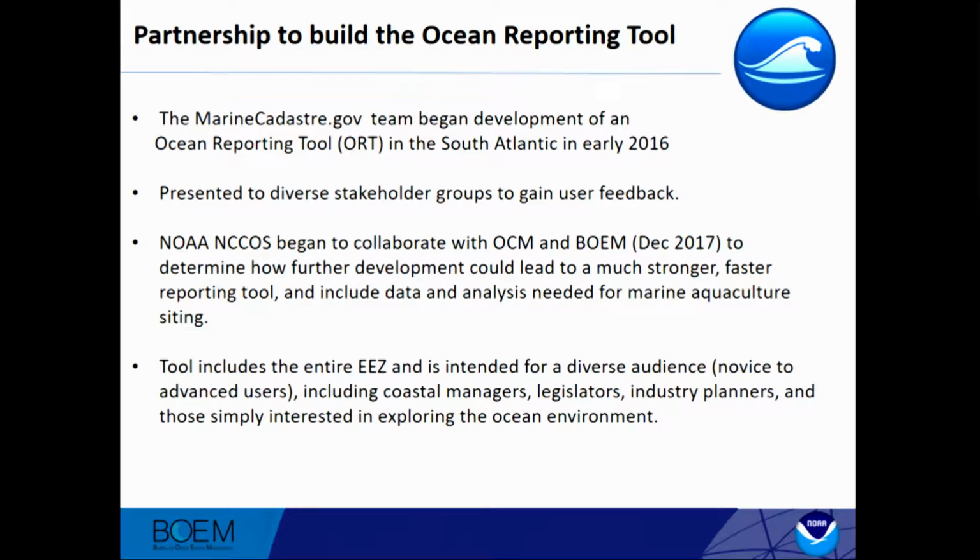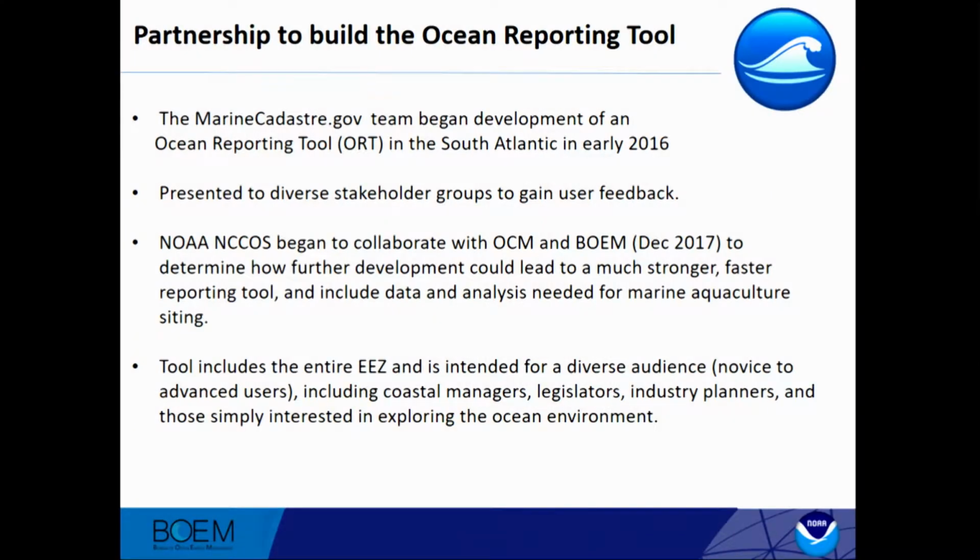And along the line, we started talking to some of the folks in Lisa's shop who were really interested and had a Department of Energy grant to build some sort of a mapping tool to help with siting and permitting aquaculture. And instead of trying to build a tool for them and a tool for our needs, we wanted to make sure that we incorporated the needs of the NCOS group into our ocean reporting tool as best possible so that we can have an even bigger collaboration than we already have.